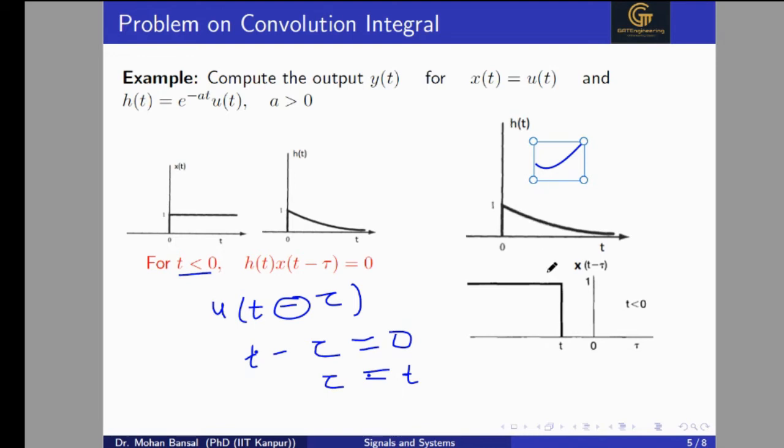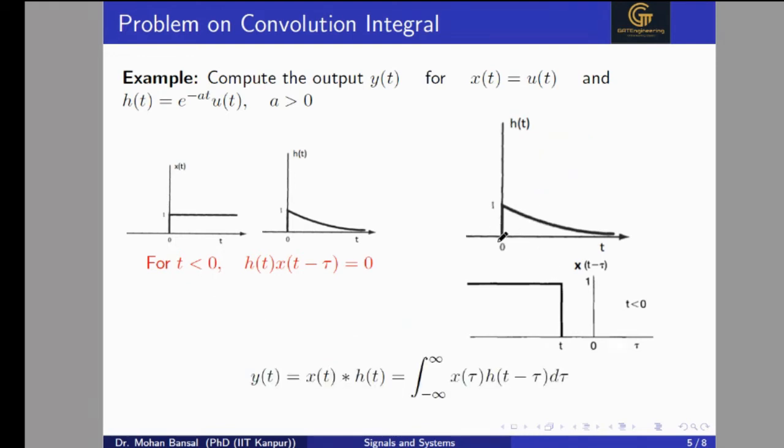Now if we convolve both of the signals, that is, multiply both h(tau) and x(t minus tau), h(tau) is 0 for tau less than 0, but x(t minus tau) is 0 for tau greater than t. Therefore, we will get 0 here.